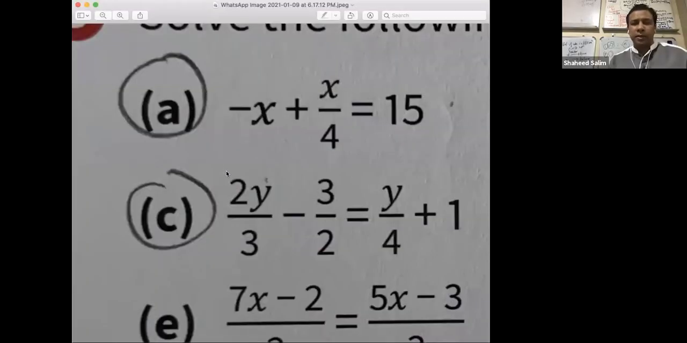Okay, this is A and C, is it? Yeah, A and C. Okay, we can do it together. Have you done it already? Not yet. Okay, so minus x plus (x plus 4) over 4 equals 15.